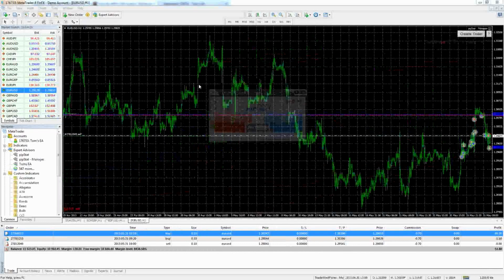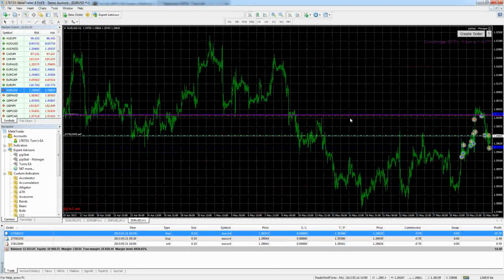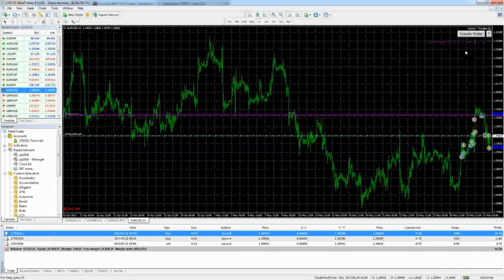So you'll see that it's thrown some lines on here. This is so you can just drag the lines to move the stops and targets, which the latest version of MetaTrader offers now as well. That's why there's more to PipStat Manager than that. But anyways, we're not going to get into that today.